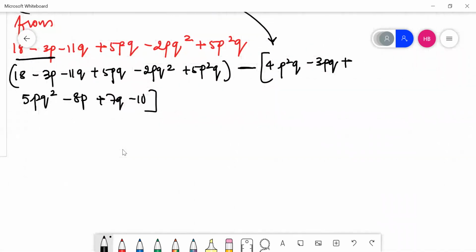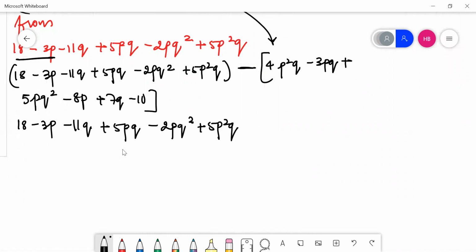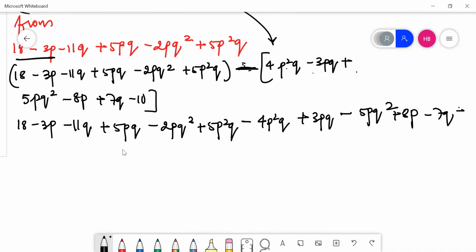So what I'm going to write: 18 minus 3p minus 11q plus 5pq minus 2pq square plus 5p square q. And now this minus sign is going to get multiplied to each term of the second algebraic expression. So minus into plus will give me minus 4p square q. Minus into minus will give me plus 3pq. Minus into plus will give me minus 5pq square. Minus into minus will give me plus 8p. Minus into plus will give me minus 7q, and minus into minus will give me plus 10.